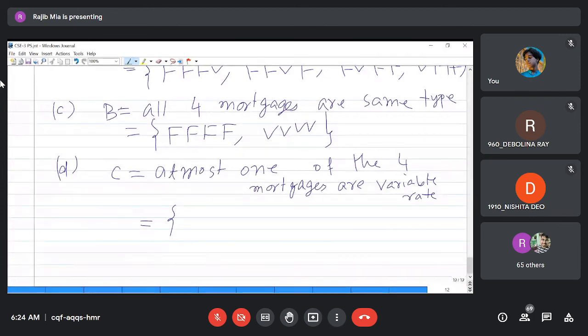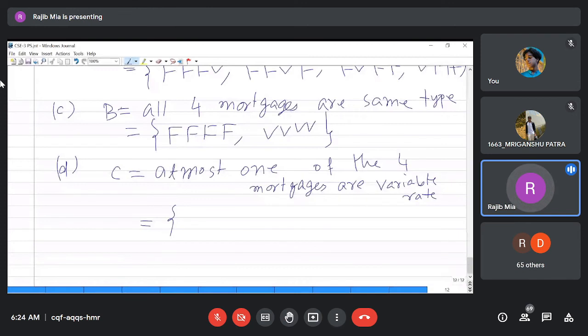Another possibility is there. Can you find that? Total outcomes will be 5. FFFF, yes. At most one means either no variable rate or exactly one variable rate. That is the meaning of at most one.